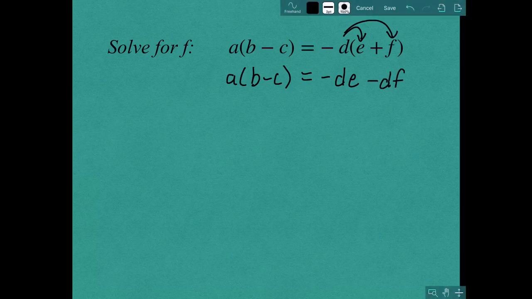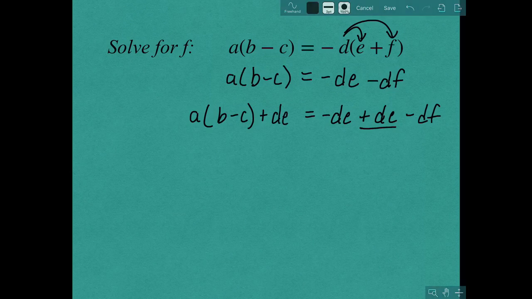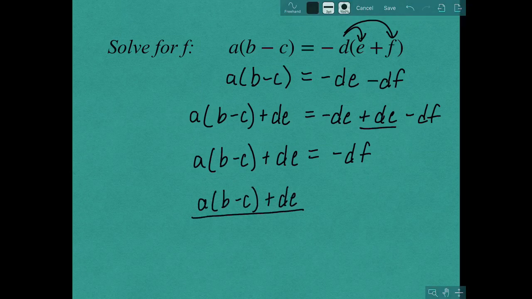Now, in our efforts to get f by itself, we can add a term to each side. We could add de to this side. But if we add de to the right, we have to add de to the left. So now we have a(b minus c) plus de equals negative df. And then to get f by itself, we want to divide by negative d. So we have our solution here.